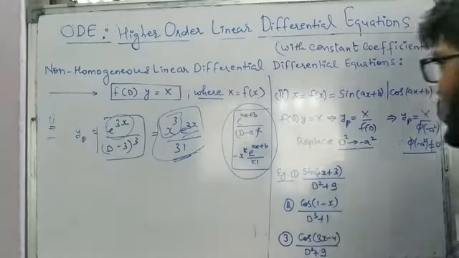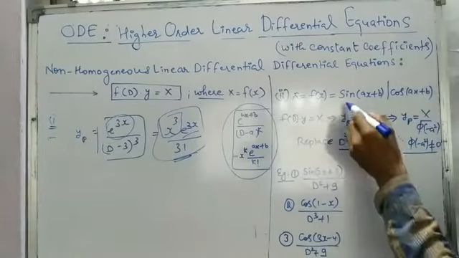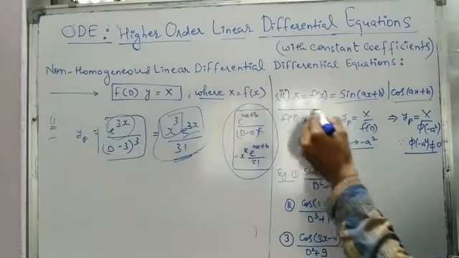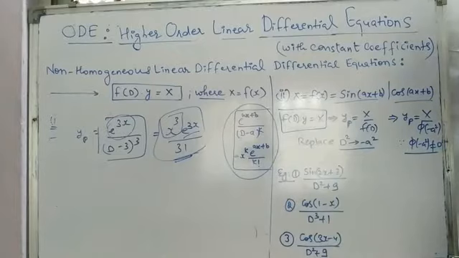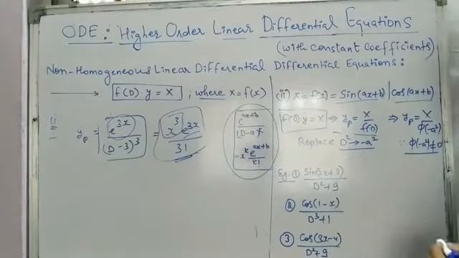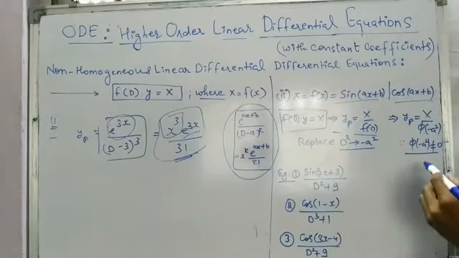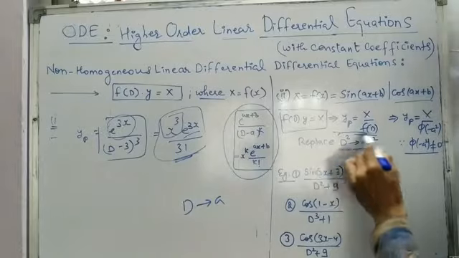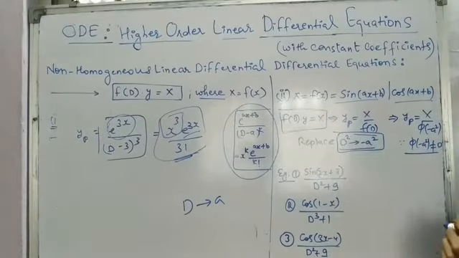So now in the second case, if you have the function f of x as sin ax plus b or cos ax plus b, so again we have the non-homogeneous equation of the form f of d into y is equal to capital X, and the particular integral will be capital X upon f of d. So in the previous case we were replacing d by a, and now here we will have to replace all the d square terms by minus a square.